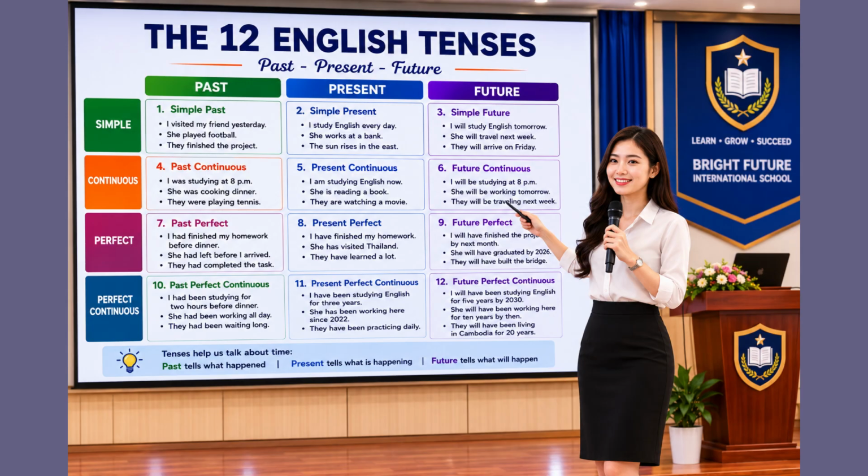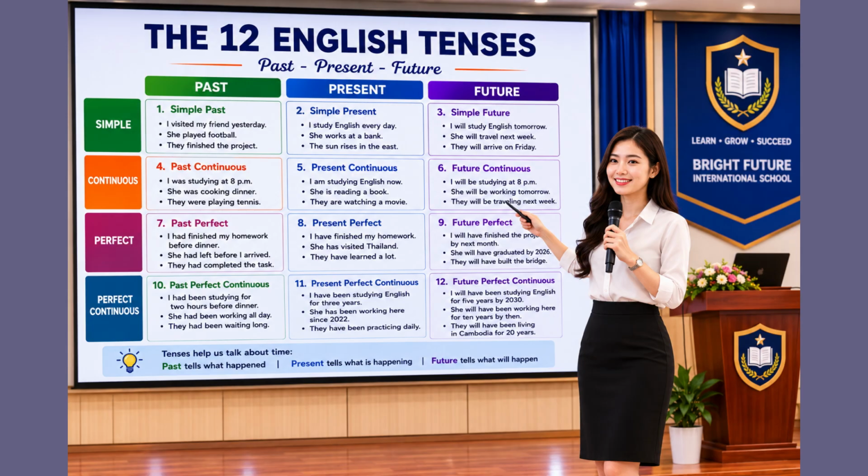Real-life practice using all 12 tenses. Imagine a student named Kevin learning English. Simple present: Kevin studies English every day. Present continuous: Kevin is studying English now. Present perfect: Kevin has learned many new words. Present perfect continuous: Kevin has been practicing for 2 years.